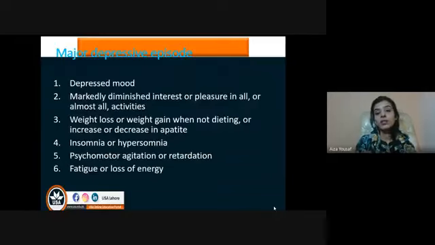Major depressive episode represents depressed mood and markedly diminished interest or pleasure in all or almost all activities. It may cause weight loss or weight gain when not dieting, or an increase or decrease in appetite, depending upon the individual's habits. It may cause insomnia in some patients, or hypersomnia in others. It may cause psychomotor agitation or retardation, or fatigue or loss of energy, lethargy, etc.